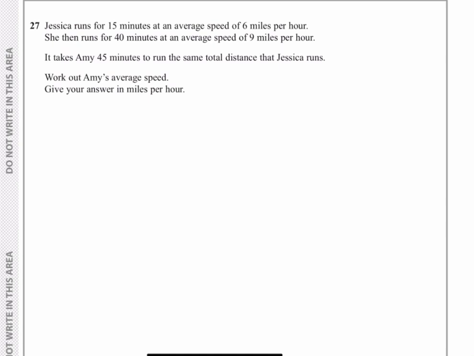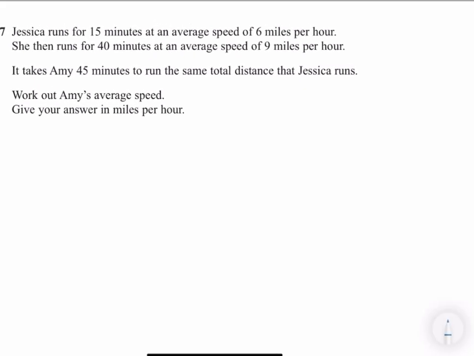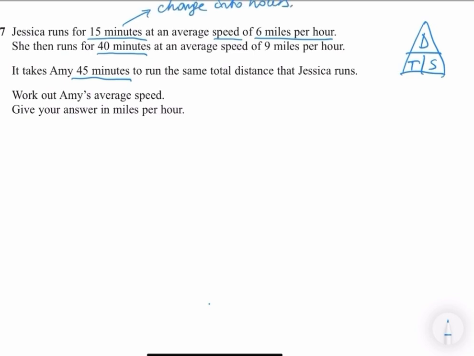Question 27 in distance, time and speed. Jessica runs 15 minutes at an average speed of 6 miles per hour. Can you see there is minutes and hours? We need to use the same units here. First of all, the formula for distance, time and speed, we can write it in a triangle. We're going to multiply to find the distance, time by speed.